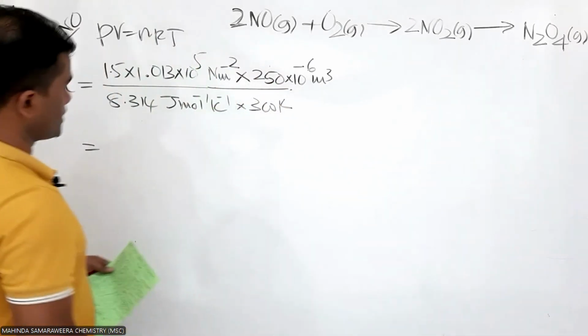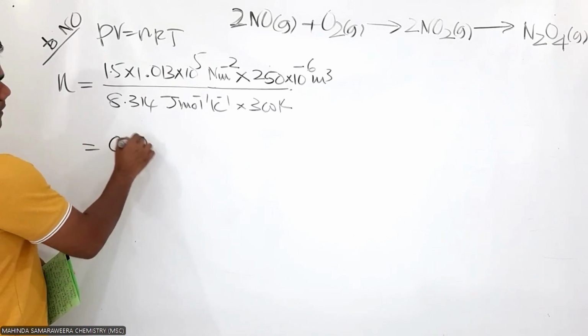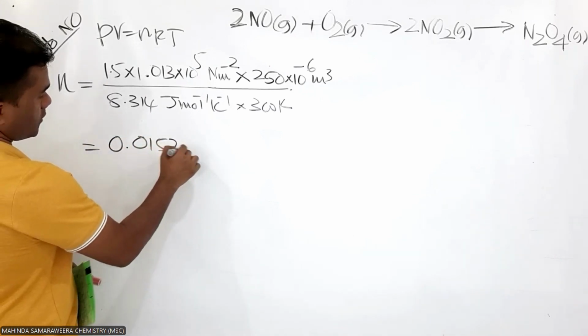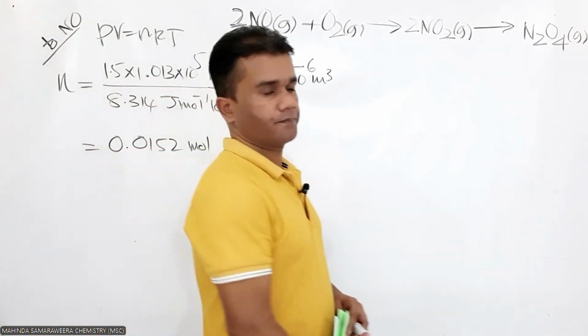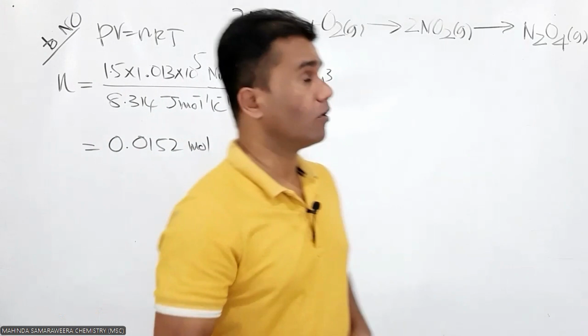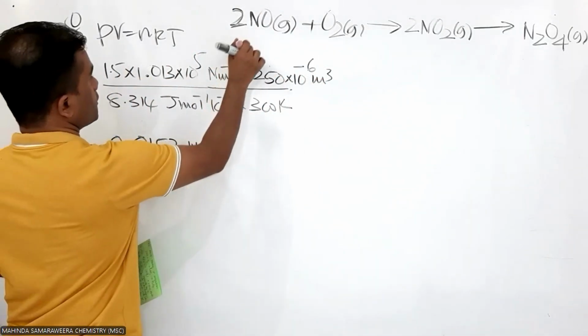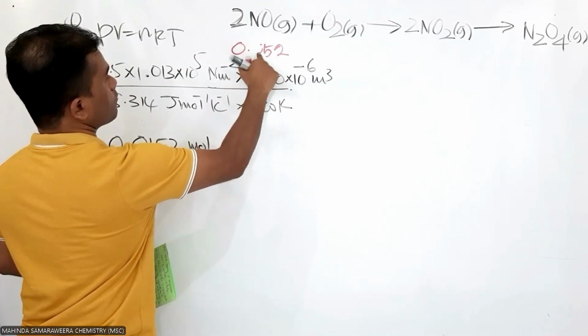Once we simplify this one, you will end up with this type of value. Earlier I did this one and got this value, to save our time. 0.0152 mole. That's the number of initial moles of NO available.